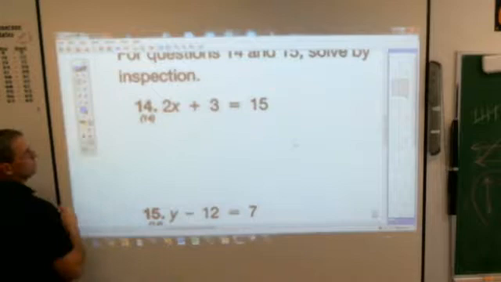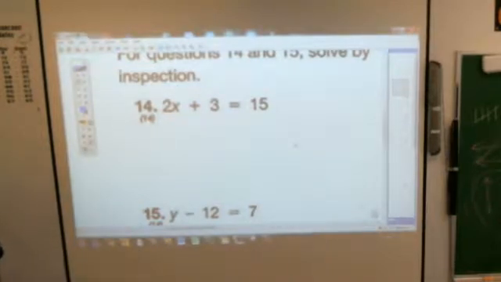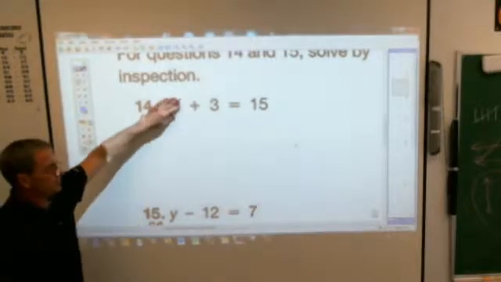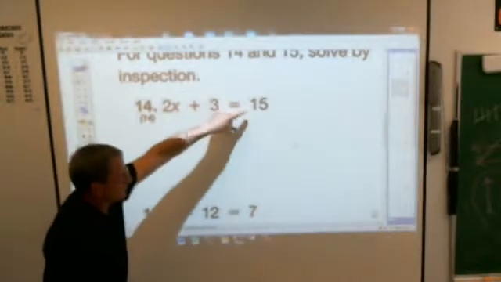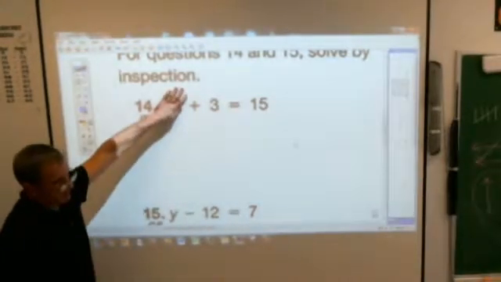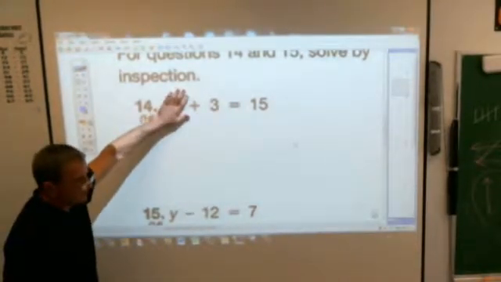Okay, when you do these, you're supposed to do these kind of mentally, for right now, anyway, we'll do that later. This is how I do it. I always cover up the term that has the x. Get rid of that first and think about this. What number, when you add 3 to it, gives you 15?